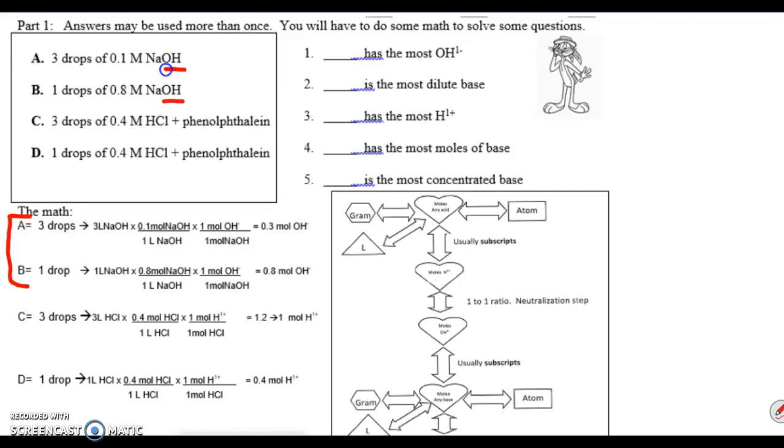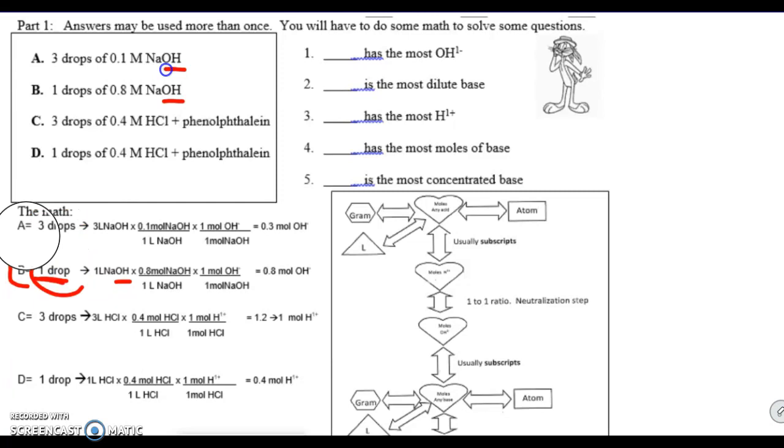And what we do is we say 3 drops to 1 drop. As long as they're drops to drops, all is good in the world. And we could say, 3 liters of sodium hydroxide to 1 liter of sodium hydroxide. 3 gallons of sodium hydroxide to 1 gallon of sodium hydroxide. As long as you keep the measurement unit the same, the comparison can be made as long as there's 3 of this and 1 of this.